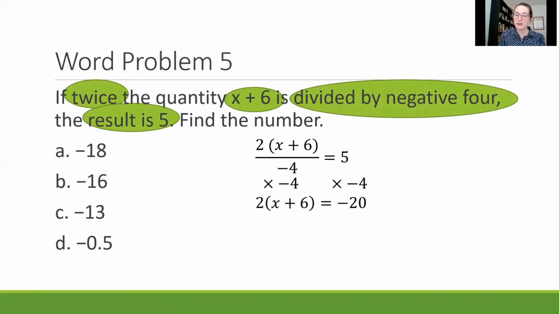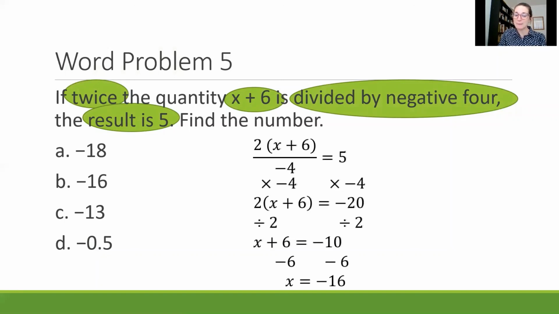So to get rid of the divided by -4, we need to multiply by -4. So that will leave us with just the 2 times x plus 6. And then on the other side, we'll do 5 times -4 because we have to do the same thing on both sides of the equal sign, and that will give us -20. Now to get rid of that times 2, we're going to do divided by 2. So that'll leave x plus 6 by itself. And when we divide -20 by 2, we get -10.